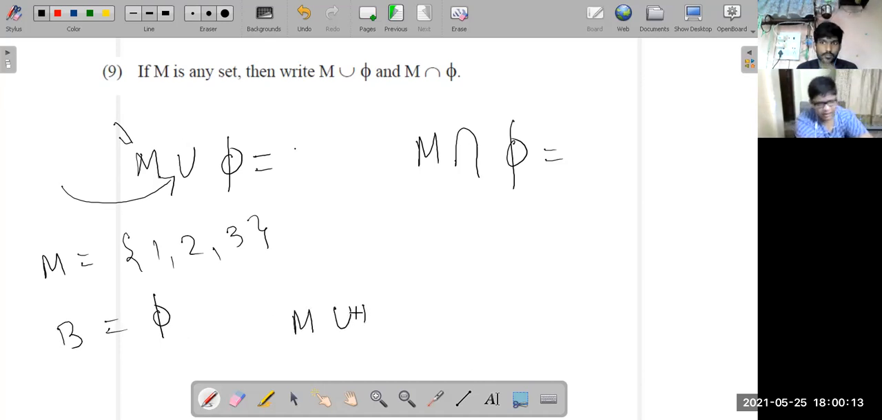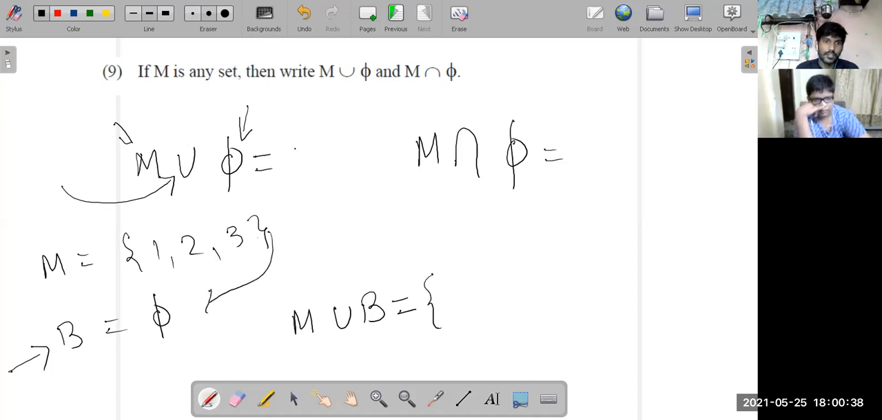I thought this figure was for null set. This one you're saying? This is null set only. Yes, sir. So I am just giving it a name as B. Okay. So what will be M union B?